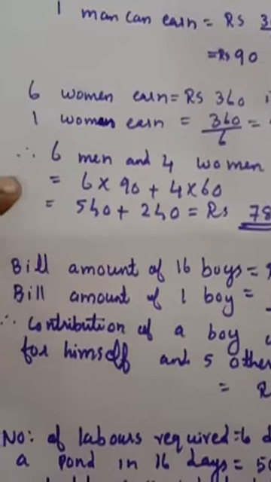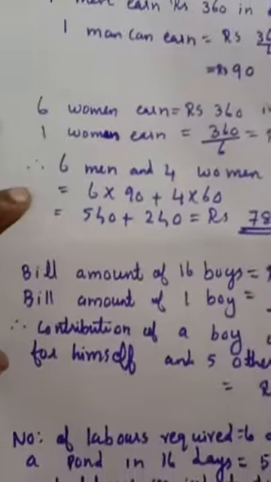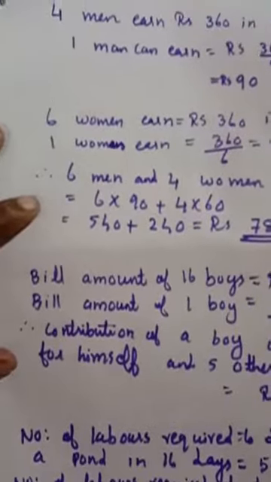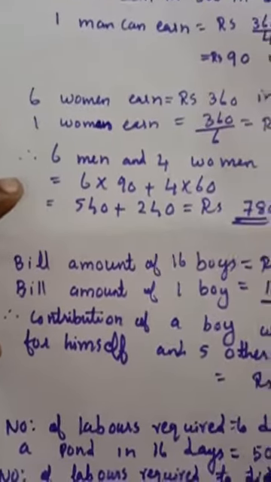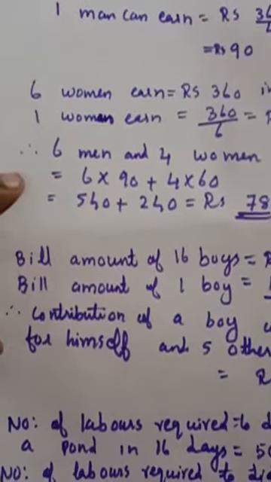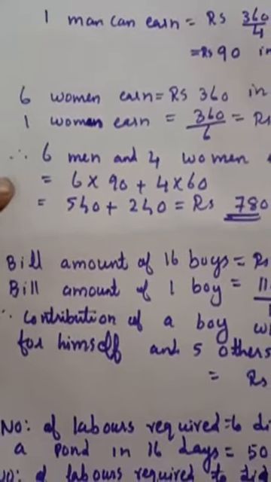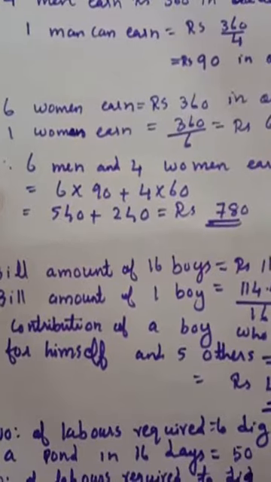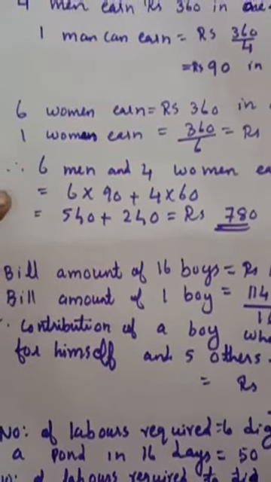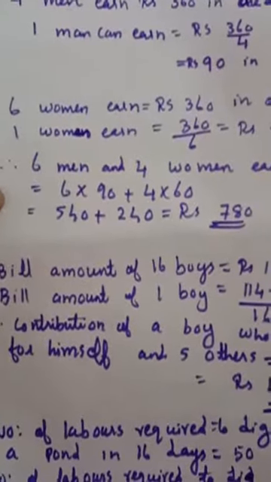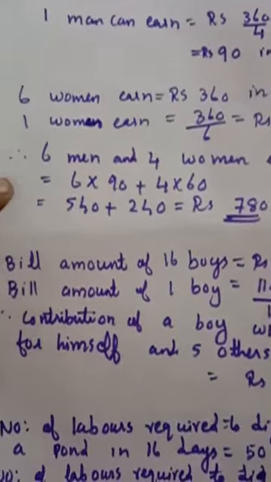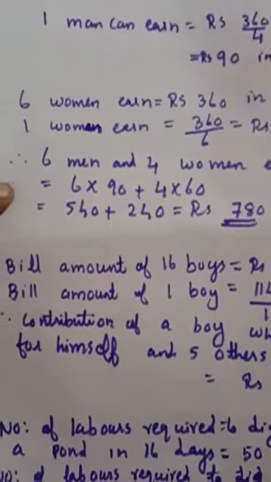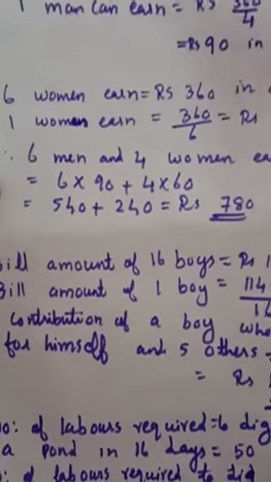Now our question is 6 men and 4 women, how much do they earn in one day. 6 men and 4 women means they earn together, so we want to add. 1 man earns 90 rupees, so 6 men means 6 into 90, plus 4 women, 1 woman earns 60 rupees, so 4 into 60. So total 540 plus 240, 780. Clear?